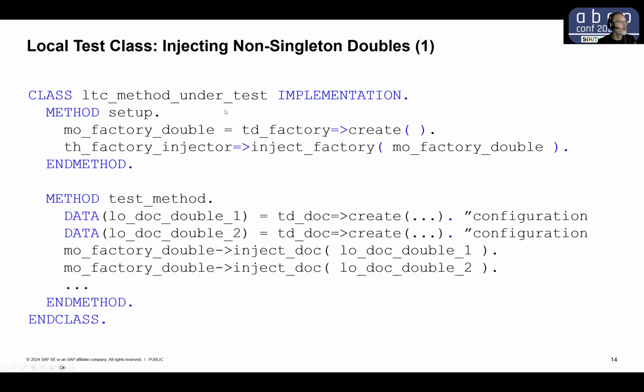How does this look like for non-singleton doubles? Now it becomes a little bit difficult, but I hope I can guide you through this. So then the same test class for method under test, in case doc is not a singleton, so multiple objects of it are possible, then we can in the setup method only create the factory double and inject it, so prepare for the isolation.